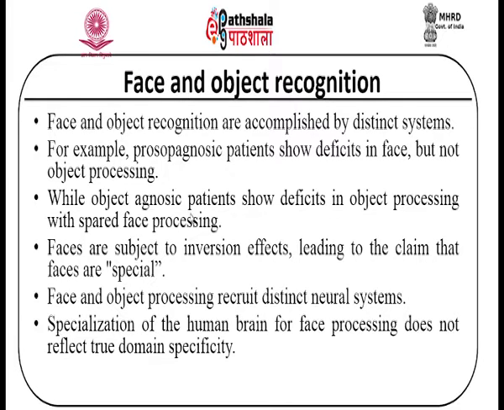If we look at face and object recognition, these two recognitions are actually accomplished by two distinct systems. For example, prosopagnosic patients show deficits in face but not in object processing, while object agnosic patients show deficits in object recognition with spared face processing. Faces are also subject to inversion effects, leading to the claim that face recognition is very special. Face and object processing have distinct neural systems to recognize the face and the object.